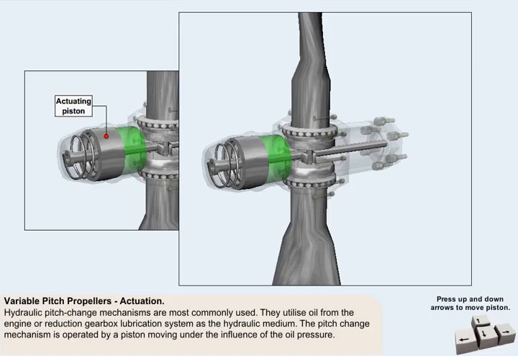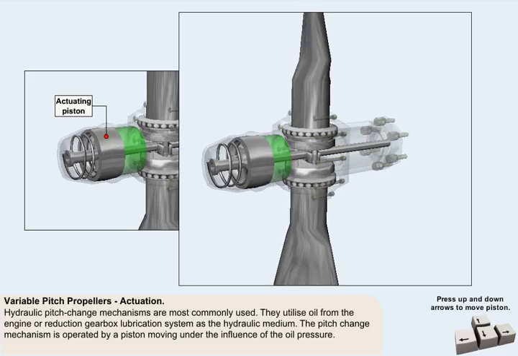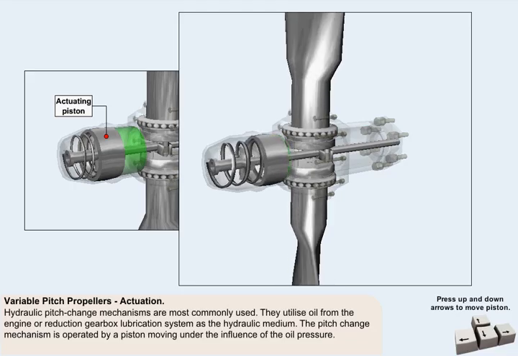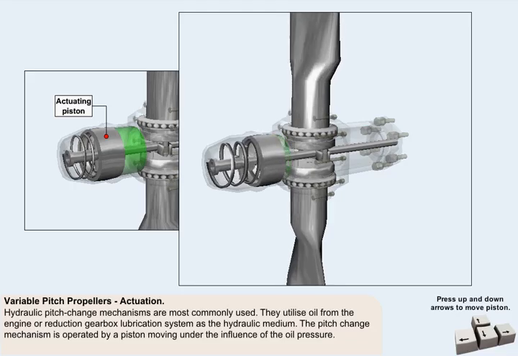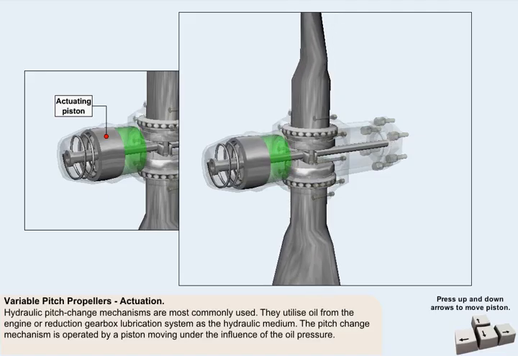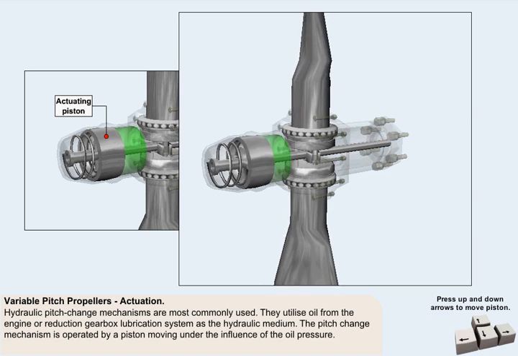Although mechanically or electrically actuated pitch change mechanisms are in use, the hydraulic method is the most commonly used. The system utilizes oil from the engine or reduction gearbox lubrication system as the source of hydraulic pressure. In this system, the pitch change mechanism is operated by a piston moving under the influence of the oil pressure. Use the up and down arrows on your keyboard to change the pitch of the blades on this propeller.